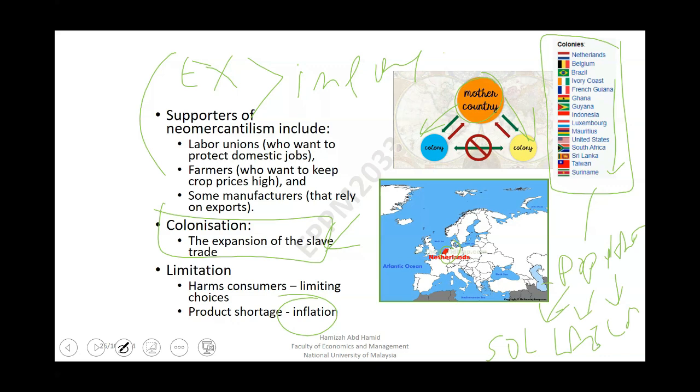And because the colonies cannot trade with each other, all the wealth that comes from the colonies will go to the mother country, which is the Netherlands. And this is how one of the smallest countries in the world was able to be one of the most important powers at the time.